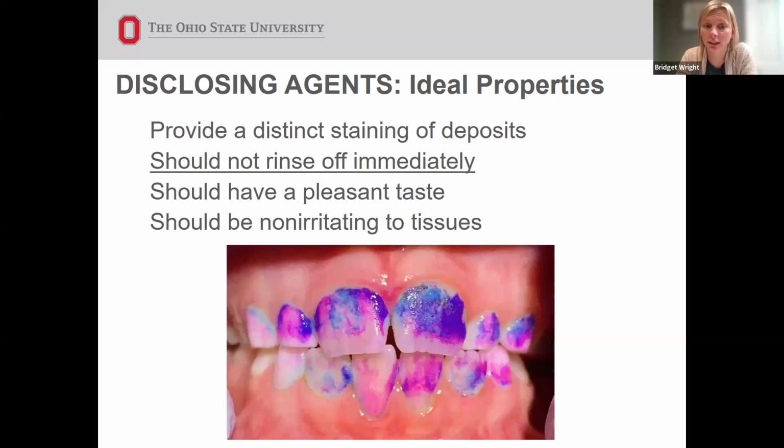For disclosing agents, it's really important that they have certain types of properties in order for them to be effective. Obviously, their whole purpose is to stain the plaque a certain color so that you're able to see where the plaque is located. We don't want it to just rinse away immediately, because we want to be able to utilize that for our patient education. And then hopefully it has either no taste or a pleasant taste. We don't want it to be foul because then none of your patients are ever going to want you to use it on them. And then we definitely don't want it to be irritating to the tissues. So all of those are important properties.